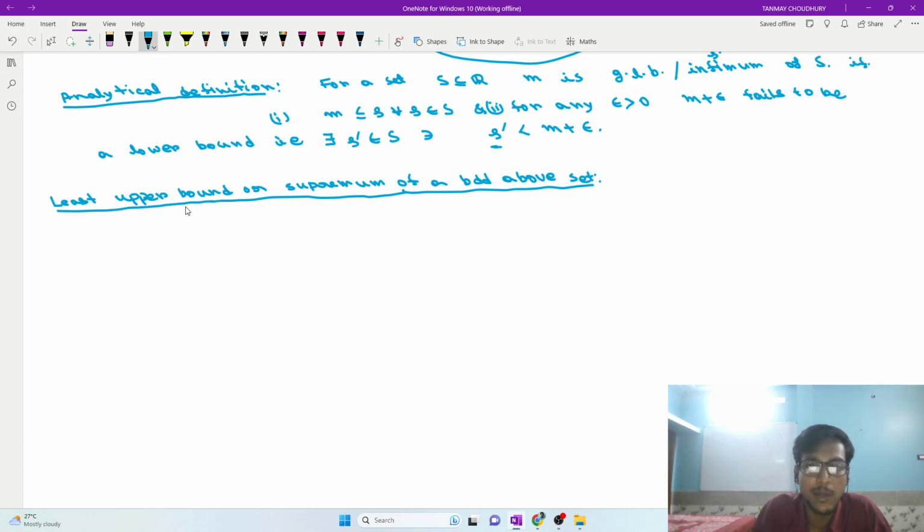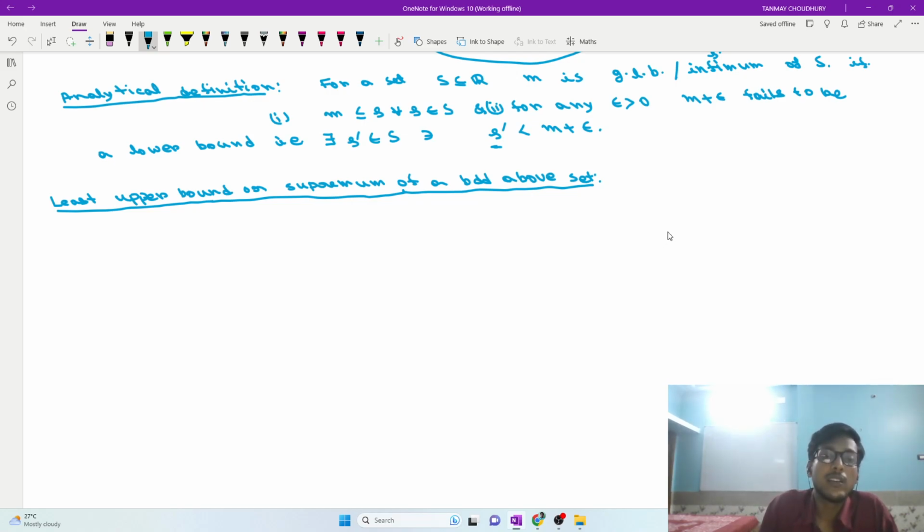So for a bounded above set, we know that it has an upper bound. So among all the upper bounds, whichever will be the lowest, that will be called least upper bound. Because once we know the least upper bound, that means that we know all the upper bounds, because anything greater than that least upper bound will work as an upper bound. So we are mainly concerned about the lowest among all the upper bounds. Okay.